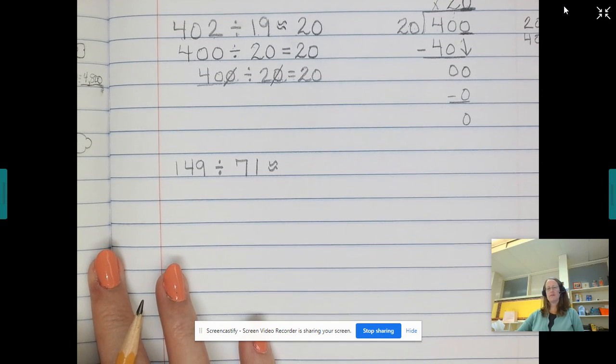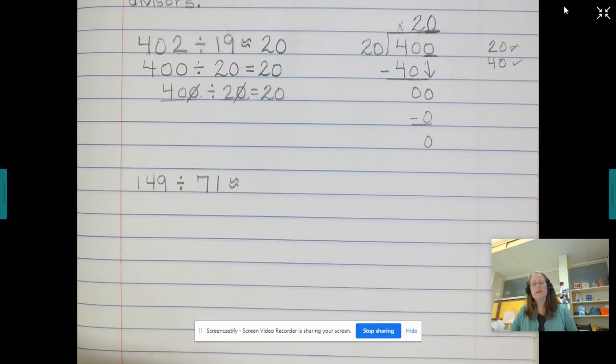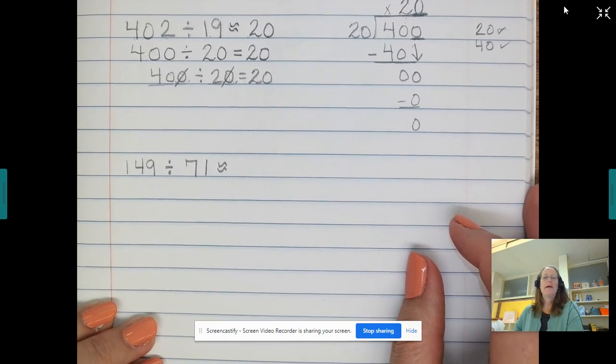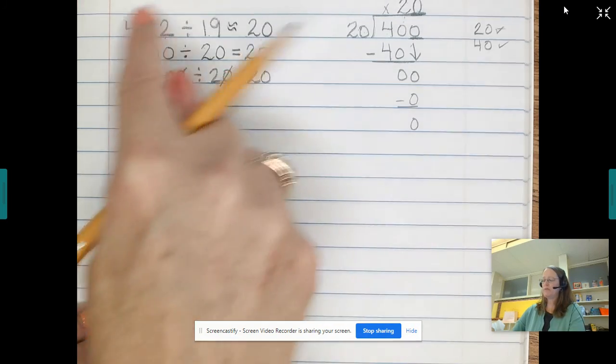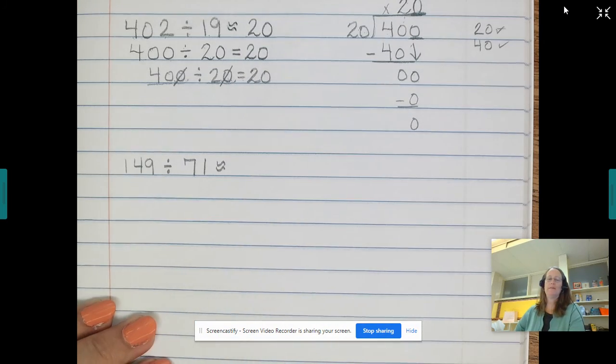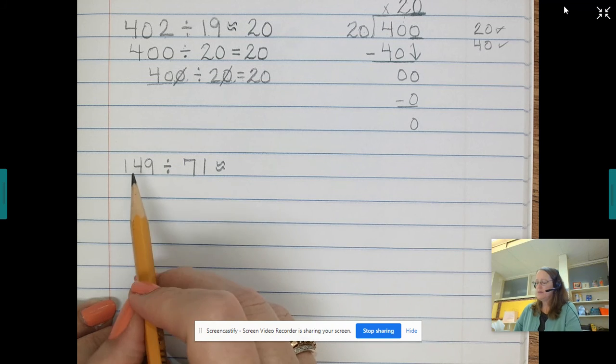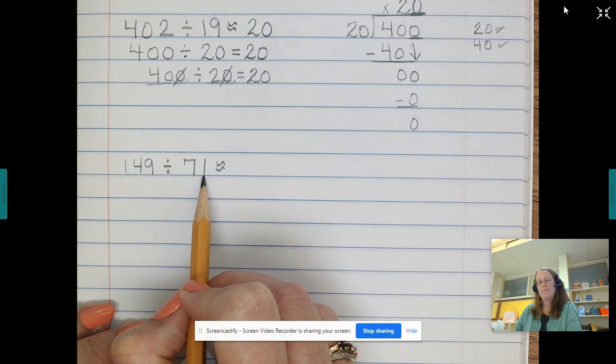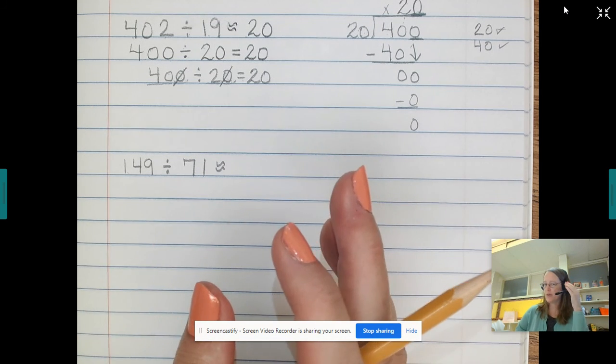So let's take a look at this next one. It's a little bit different, but I think you're going to catch on pretty quickly. I'm going to keep this one in view so that you can compare it. But let's look at 149 divided by 71. We want to estimate the quotient.